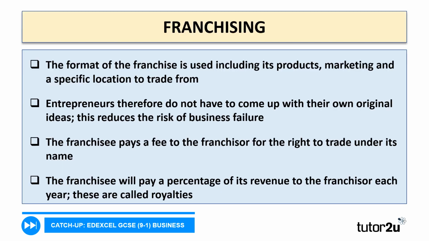Some key features of franchising include the format of the franchise is used by the franchisee when setting up the business, including its products, marketing, and a specific location is given to the franchisee to trade from. Entrepreneurs therefore do not have to come up with their own original ideas, and this therefore reduces the risk of business failure because the franchisee will be trading under the franchisor's name.